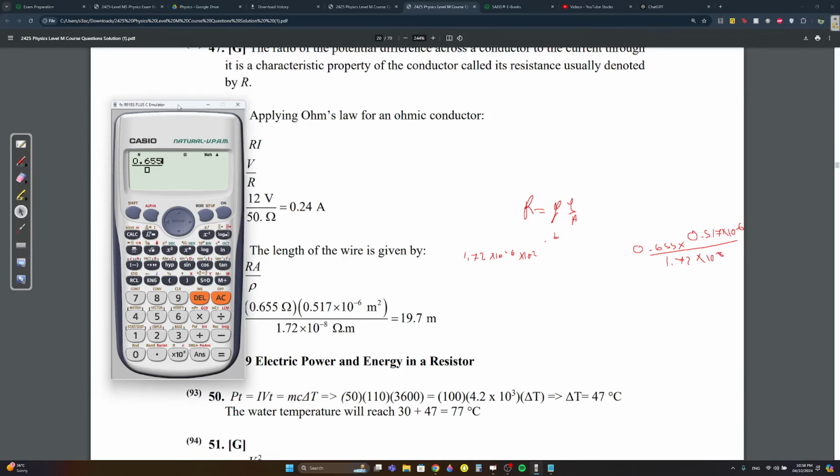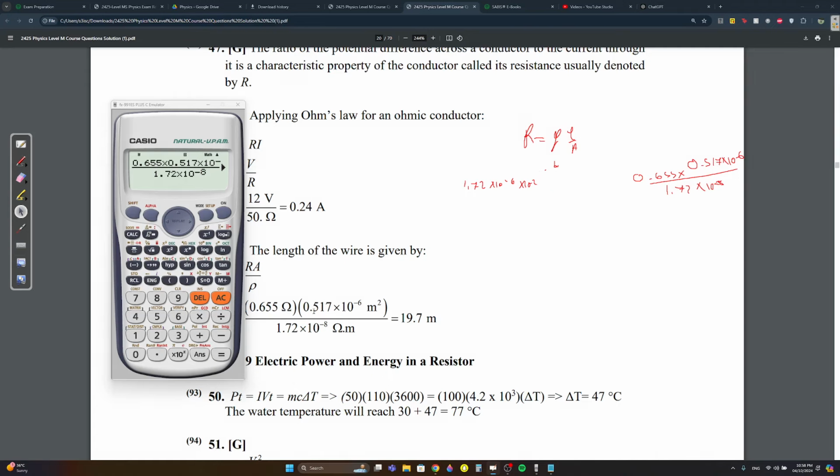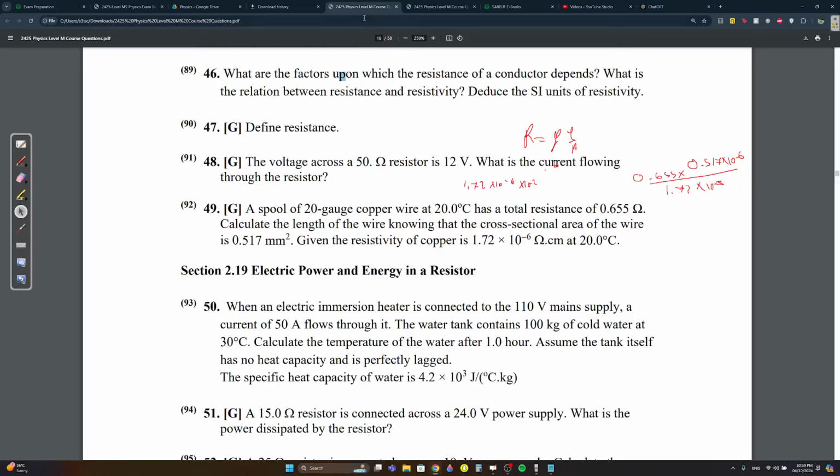So 0.655 times 0.517 times 10 to the power of minus 6, and then down 1.72 times 10 to the power of negative 8, because minus 6 minus 2 is minus 8. Now it should be correct. 19.68, which is rounded to 19.7.